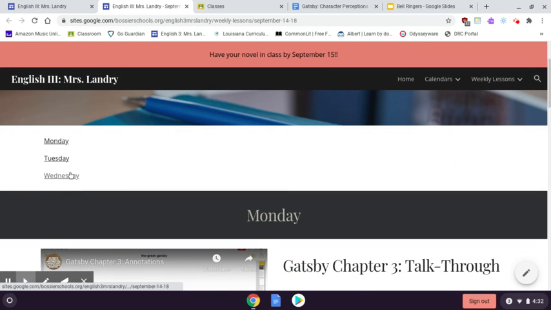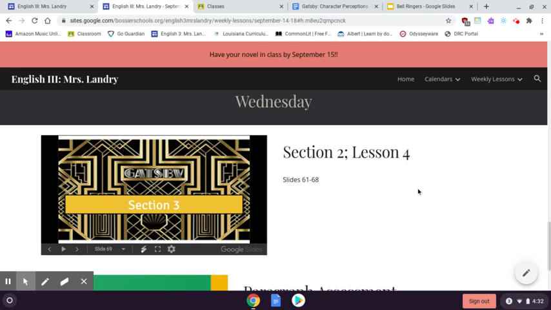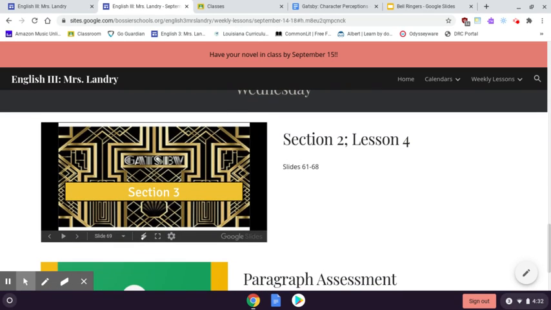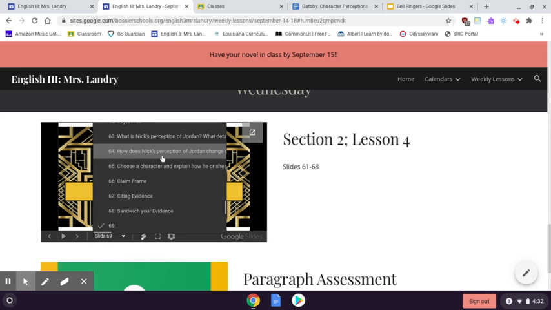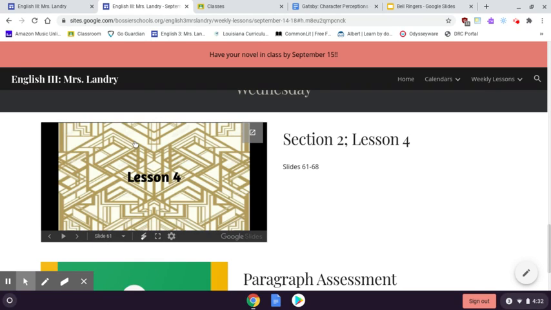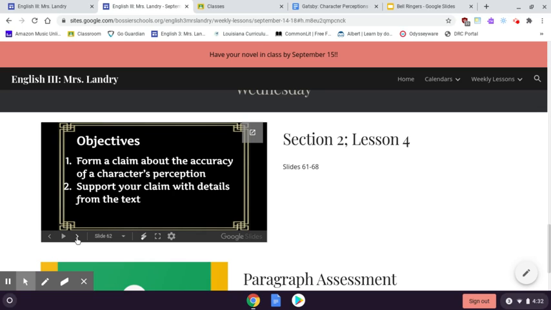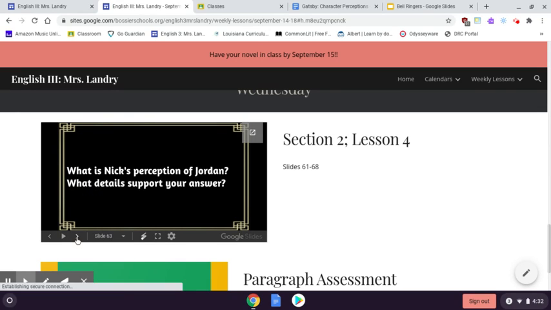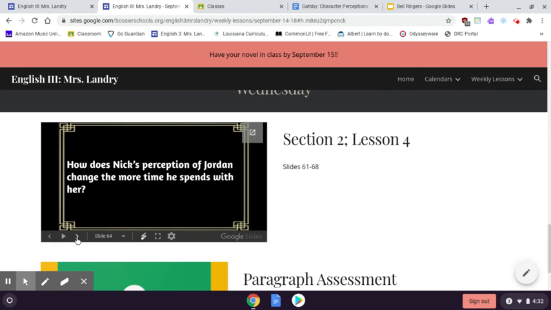Today is Wednesday, and it is a section assessment day. So, first, we're going to go through slides 61 through 68. You're doing the same thing you did last time for an assessment. You're writing a paragraph, and it is focusing on characters' perception.